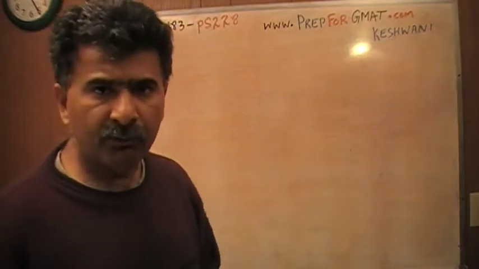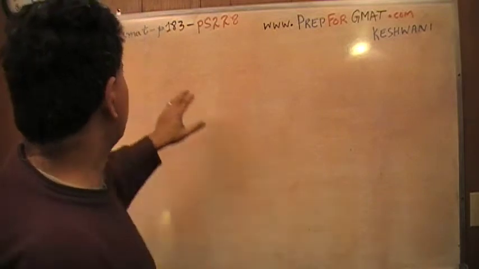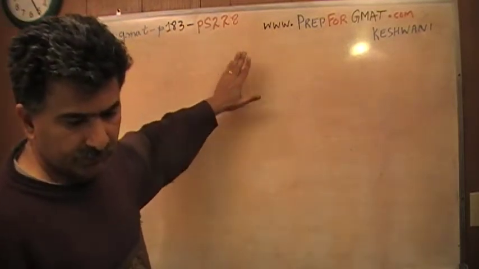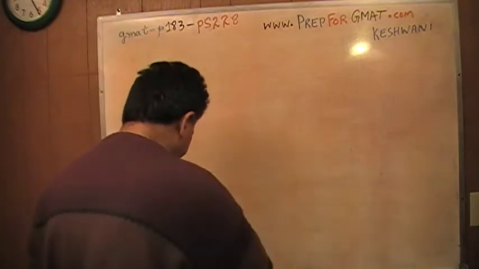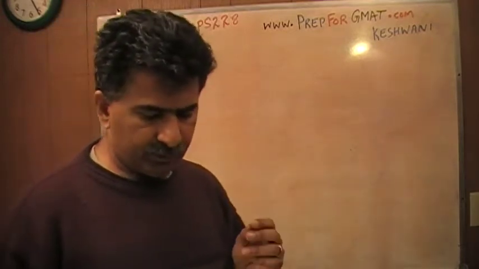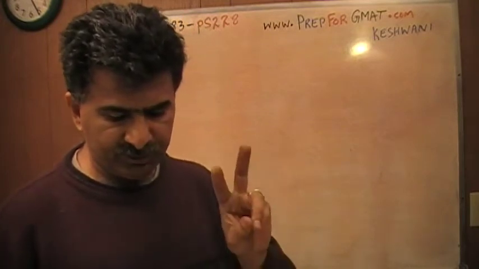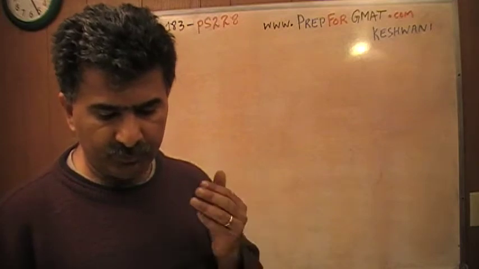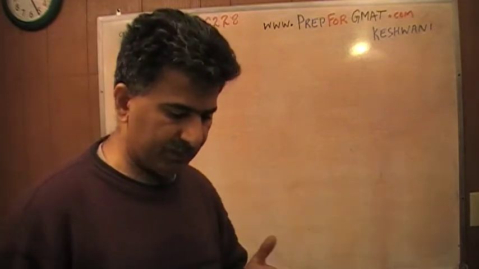The problem that I'm about to solve is the one that you will find on page number 183, problem solving, number 228. Let's take a look at it. We are told that if a two-digit positive integer has its digits reversed, the resulting integer differs from the original one by 27. Now what does that mean?